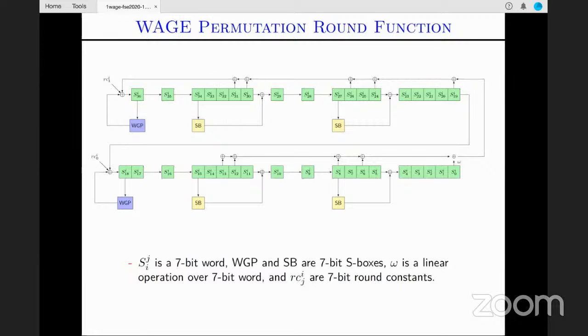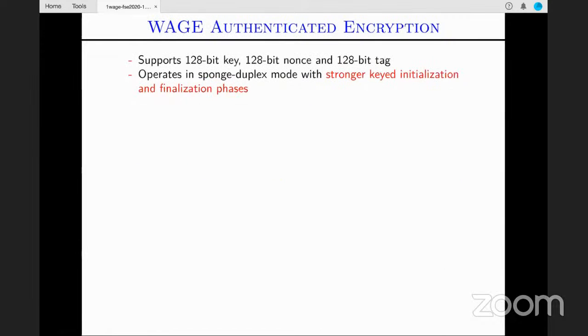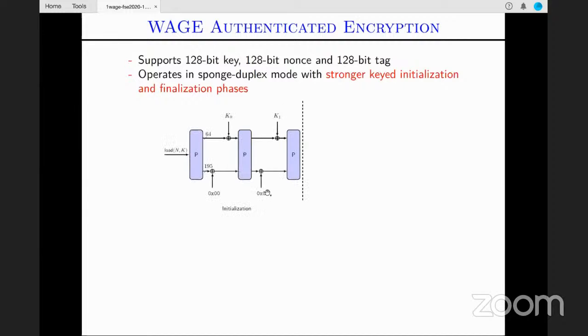Once we have a secure permutation, we use it in the traditional sponge duplex mode for the authenticated encryption functionality. Here Wedge supports a 128-bit key, 128-bit nonce, and 128-bit tag. We use stronger keyed initialization and finalization phases. For the initialization, we first load the state with nonce and key, absorb the key again via the rate part, and call the permutation 3 times. Then we process the associated data. Here we change the domain separator from 0 to 1.